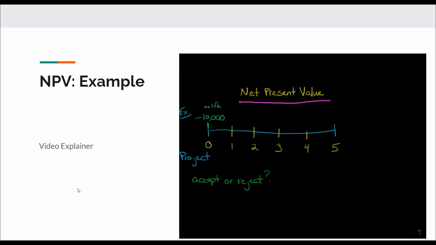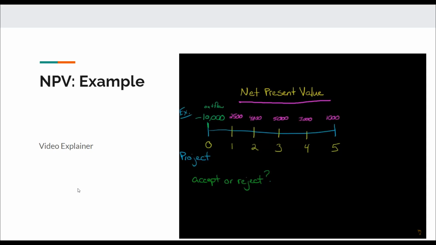But now we want to think about the inflows of this. So let's say that in year 1 we'll have inflows of $2,500. Okay, now that's positive. This is going to get added ultimately. And then in year 2, this project, if we accept it, will generate $4,000 cash, and then $5,000 in period 3, $3,000 in period 4, and then the final period it'll generate $1,000 of cash.